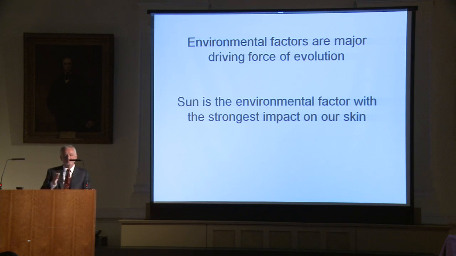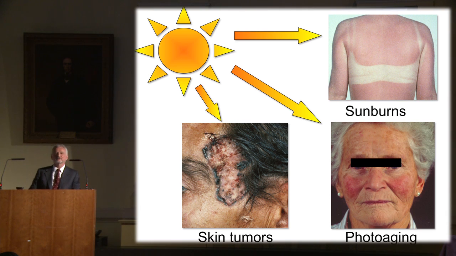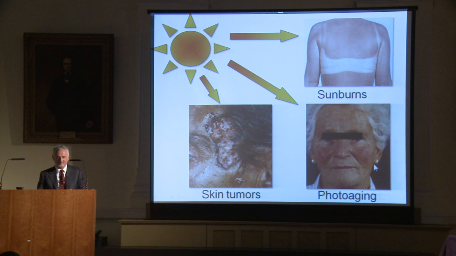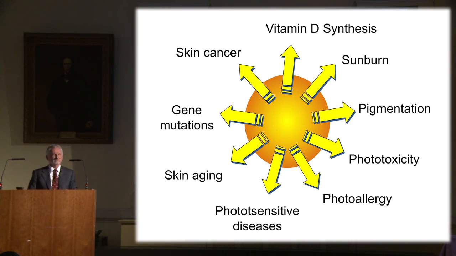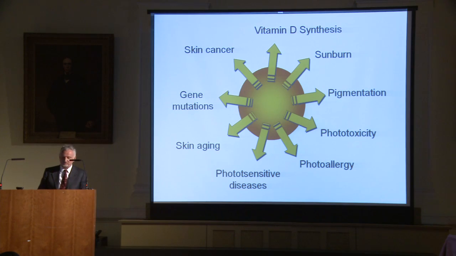And for the skin, the most important environmental factor, of course, is UV light, as we just saw from the previous slides. Now, sun is the environmental factor which has a strong impact on our skin. If we think of sun, we have, of course, as doctors, we think of sunburns, we think of photoaging, we think of skin tumors. And actually, if you make the whole list of what sun does, you end up with a lot of negative things, from photoallergies to phototoxicity to skin cancer, gene mutations, etc.